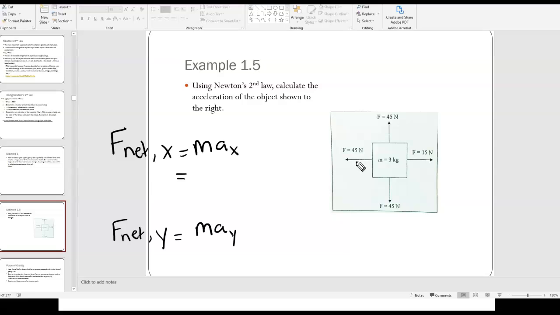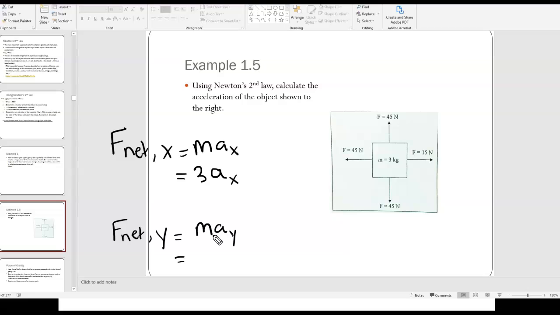Now, do I know what the acceleration is? No, but I know it's not equal to 0. Okay, so I fill in the right side of the equation. I know the mass is 3. I don't know ax, so I leave that in as an unknown. And then I go on to the y stuff.